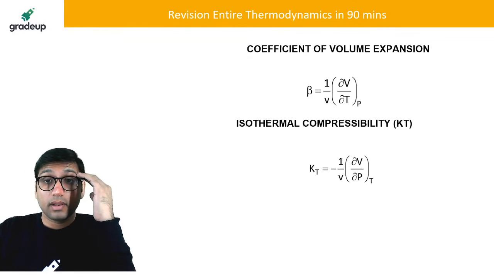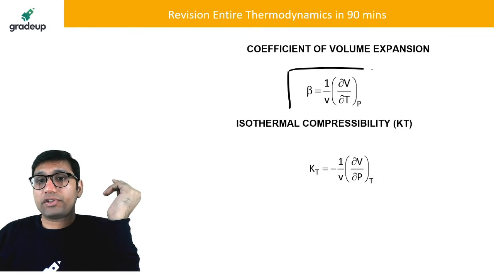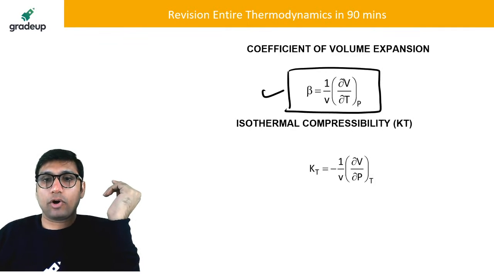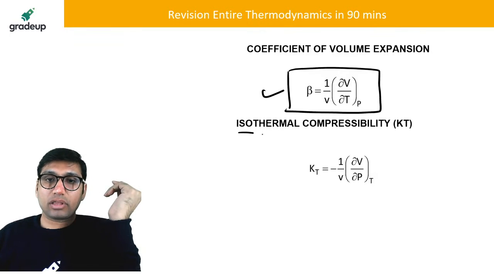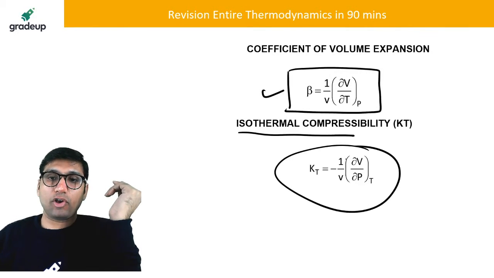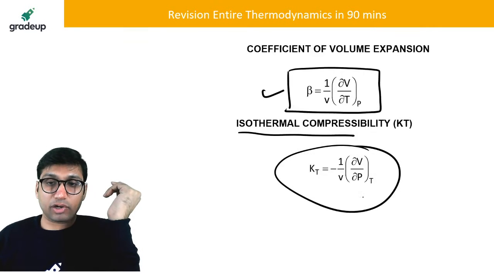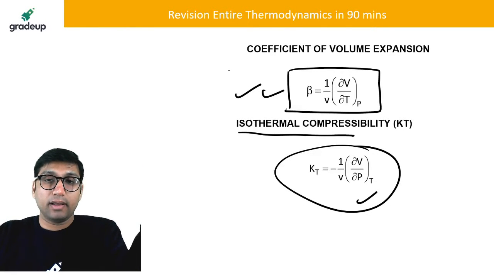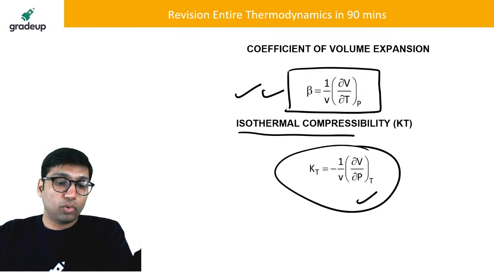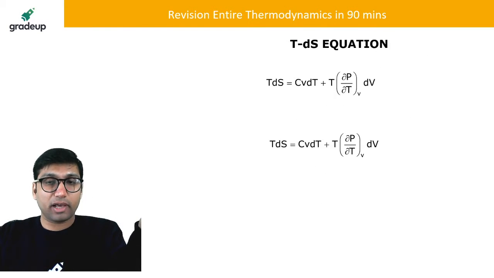Okay. These are the 2 important relations: coefficient of volume expansion beta is equal to 1 by V of del V by del T at constant pressure, and isothermal compressibility is equal to minus 1 by V of del V by del P at constant temperature. These are 2 important formulas you have to remember. Maybe they can ask you to find these 2 terms directly by using this formula.